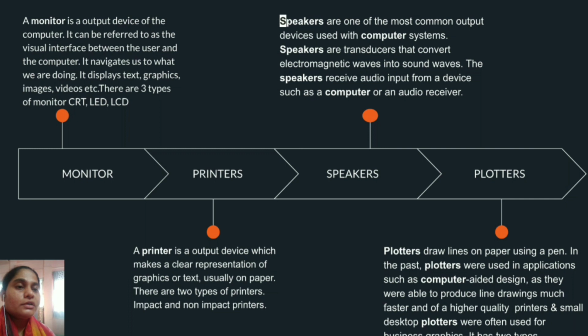Number 4 is plotter. Plotters draw lines on paper using a pen. In the past, plotters were used in applications such as computer aided designs, as they were able to produce line drawings much faster and of a higher quality. Printers and small desktop plotters were often used for business purposes. It has two types which we will discuss in the next slide. Students, here you can understand plotter is an output device. It works like a pen, meaning to sketch out anything.